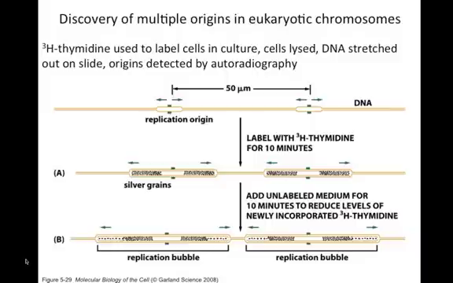Okay, so let's go. So that was all bacteria. Simple, simple, simple. In eukaryotic chromosomes, there are multiple origins, and we did a paper on that last week, so it's all pretty clear to you guys. But let's talk a little bit more about it.